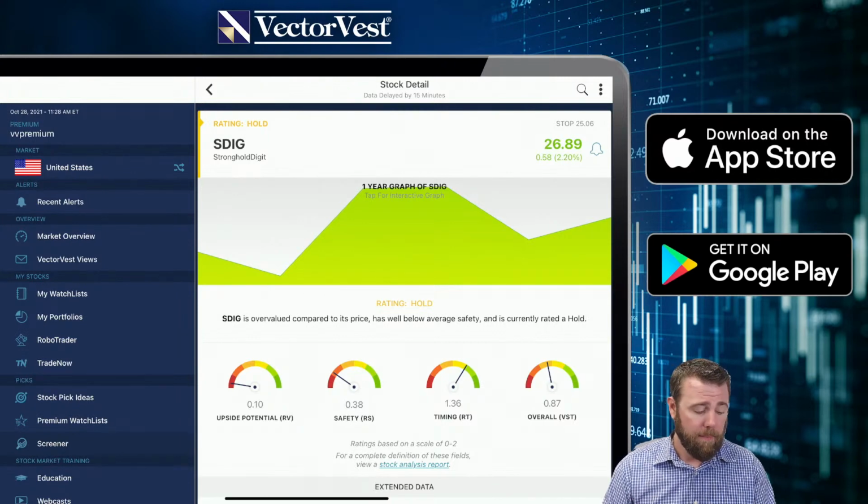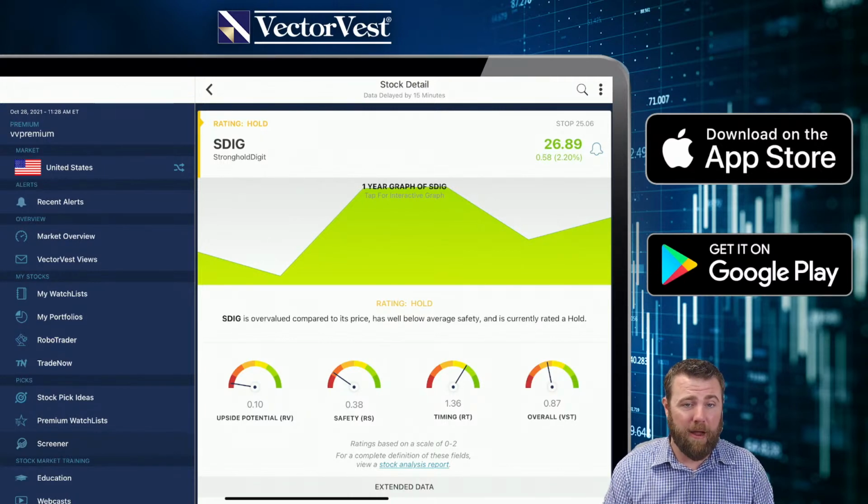But this one, poor long-term potential, a lot of risk associated with it. The timing though, 1.36, it is in a nice steady uptrend. Overall, not enough to offset the amount of risk involved with it. So the stock is not favorable for right now. But if we can see more momentum coming in behind it, we could definitely see that stock become favorable. But it's an interesting play.